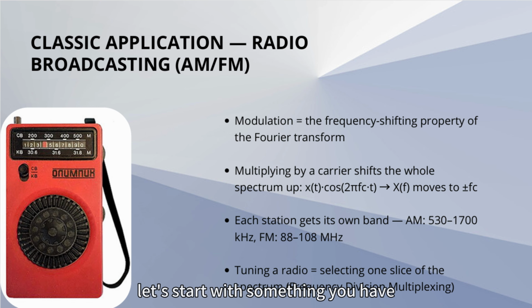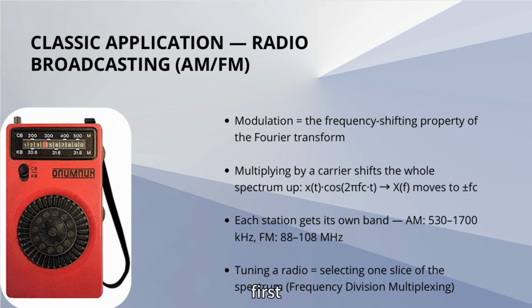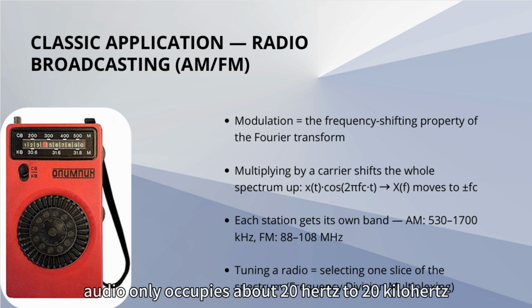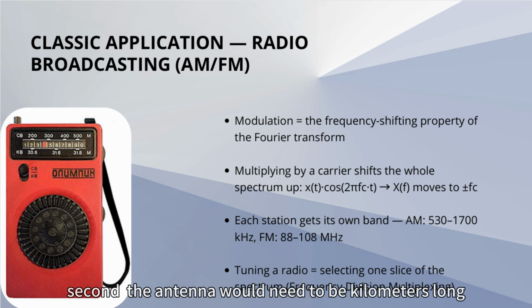Let's start with something you have used your whole life, radio. Here's a question: why can't a radio station just transmit the sound directly? 2 reasons, and both come from thinking in the frequency domain. First, audio only occupies about 20 Hz to 20 kHz, so if every station transmitted there, all their signals would pile on top of each other. Second, the antenna would need to be kilometers long.